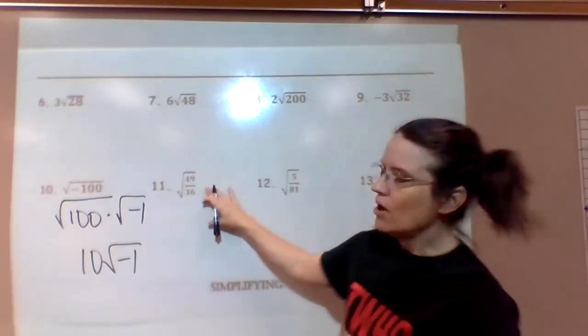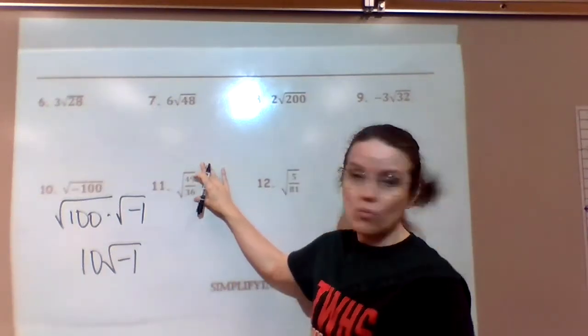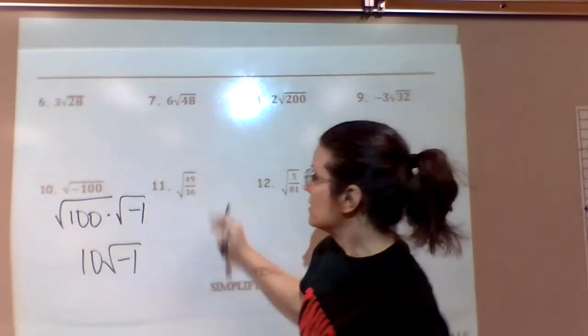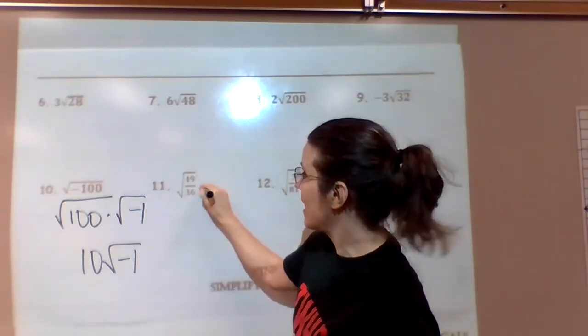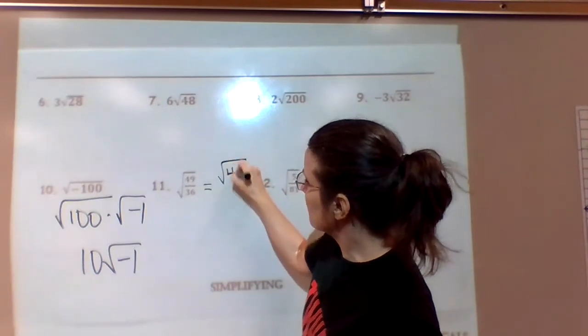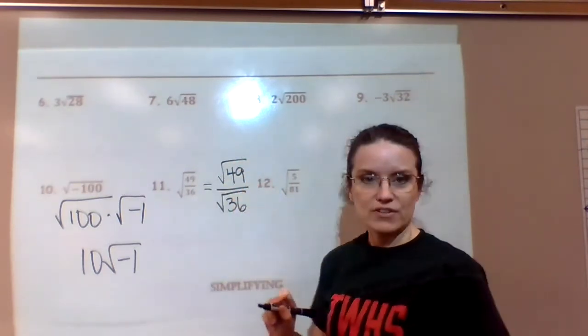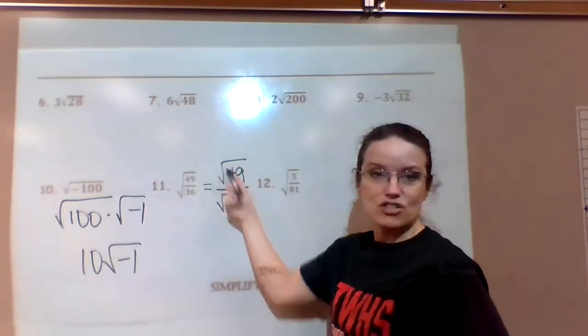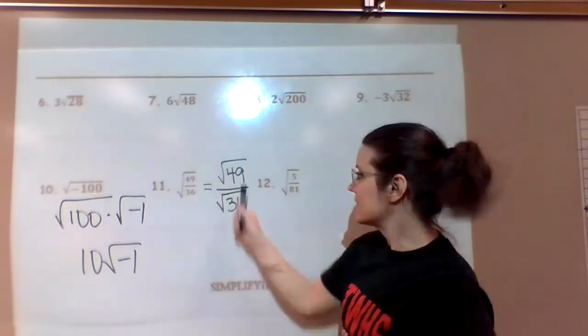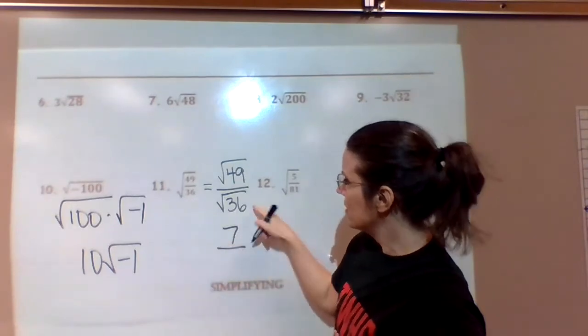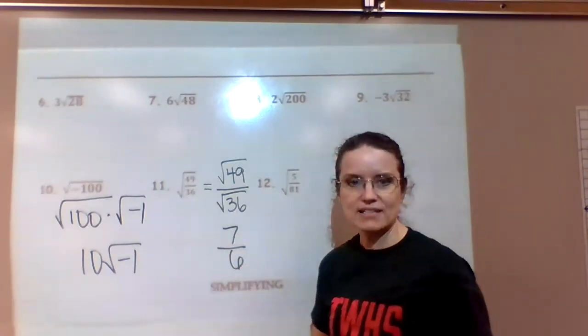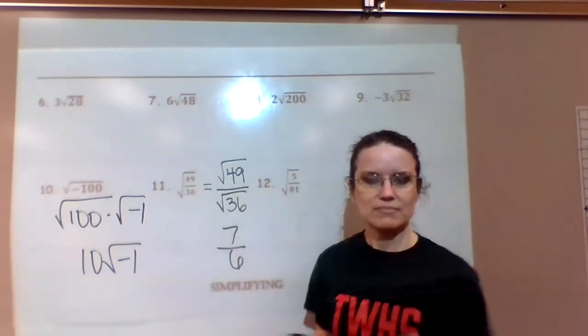Okay? What if you have a fraction? I don't want a fraction in my radical. So you go, okay, you can still break this up. This is the square root of 49 over the square root of 36. And you can then treat these as separate things. The square root of 49 is 7. The square root of 36 is 6. You're done. Walk away.